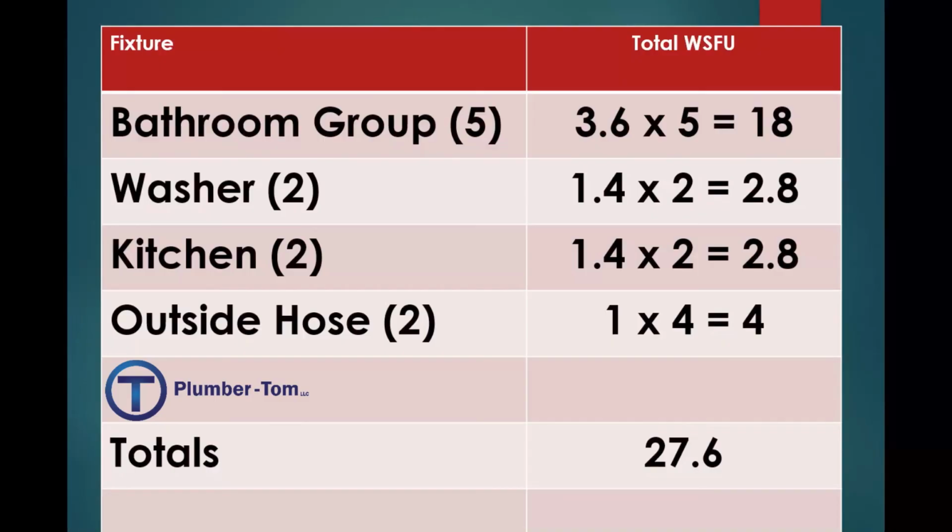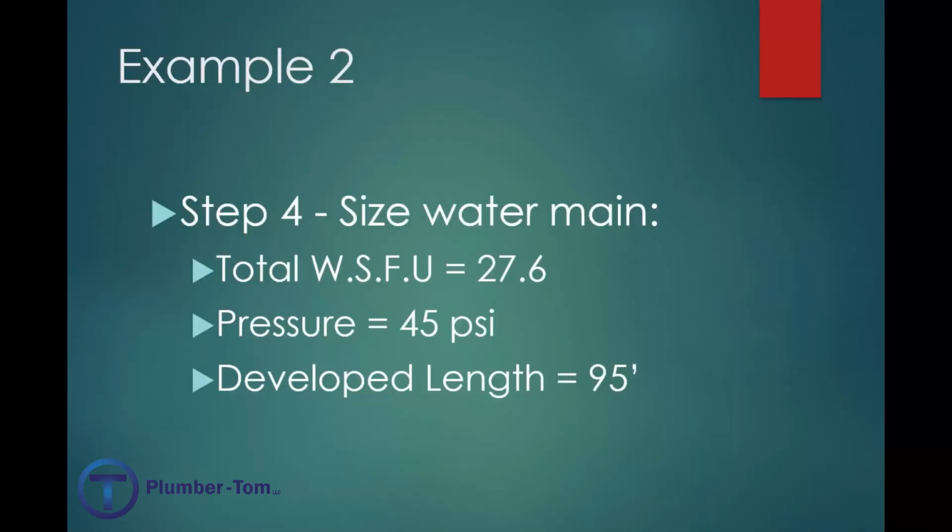Again, outside hose faucets, they're not on the list, so we compare that to whatever else we have. We're going to give it 1 supply fixture unit. So that's a total of 4 for each of those. The total water supply fixture units for this building will be 27.6. So they're the total water supply fixture units that we will be using to size the service line and the main distribution line is 27.6. We have a pressure of 45 psi and 95 feet developed length.